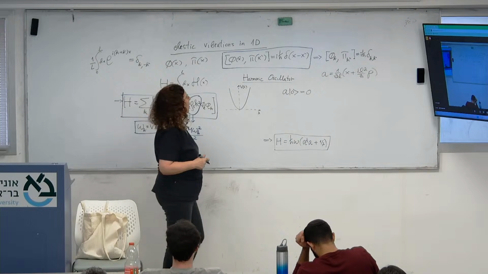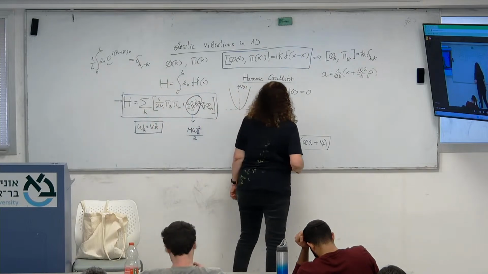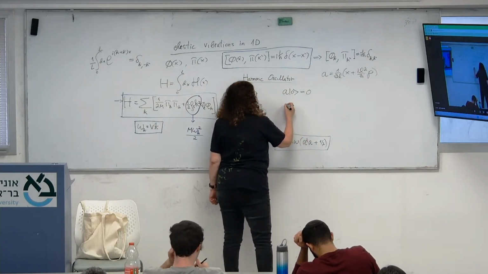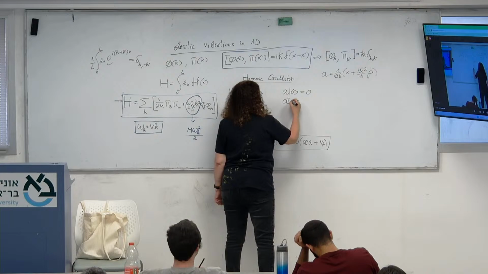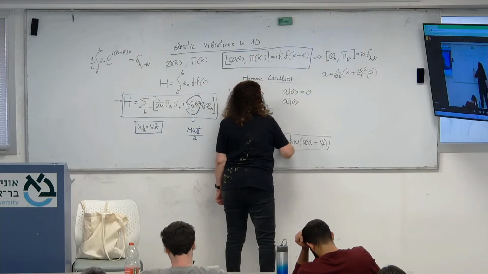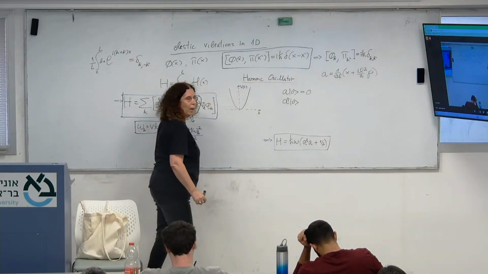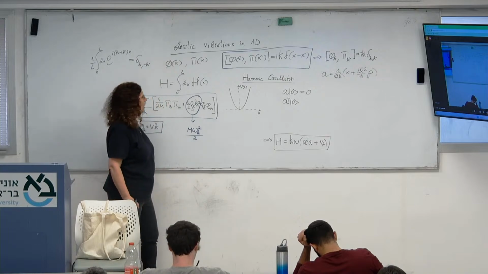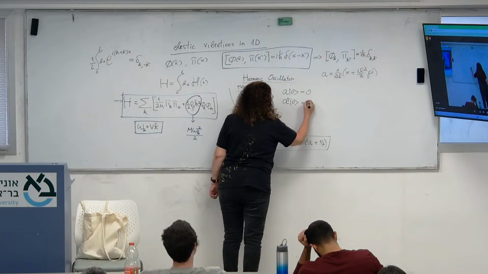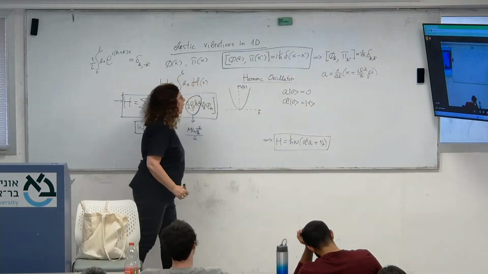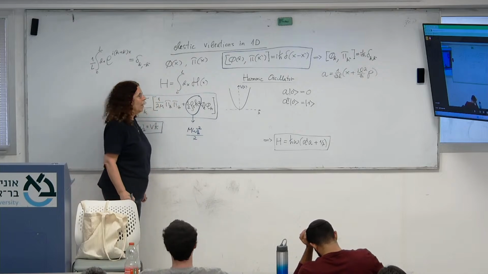Okay, but if you apply A dagger on the ground state, you get a state that I call 1.